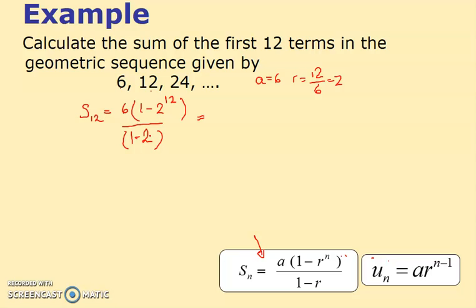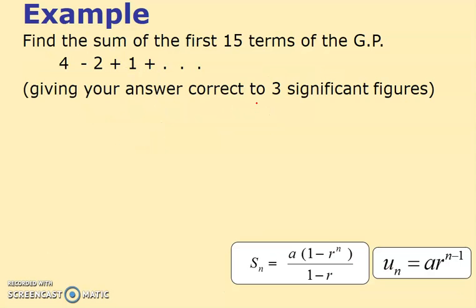So I'm going to do it with a fraction button: 6 times the bracket 1 minus 2 to the power of 12, close the bracket, divided by 1 minus 2. And it comes up with the answer straight away. I mean, these calculators are very good now. You don't have to worry about them. 24570. So what's the answer say? There you go, 24570.